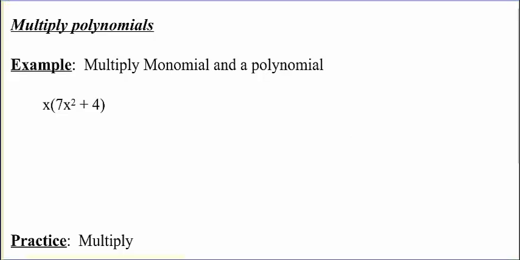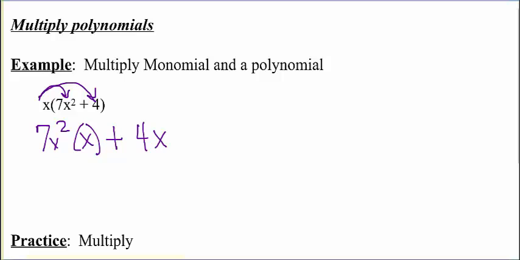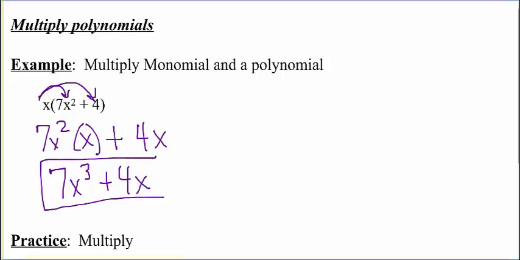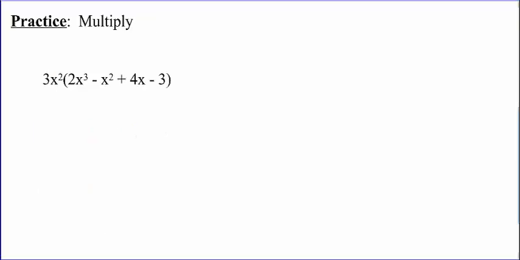So you're going to multiply x times 7x squared. So that's 7x squared times x, plus the x times 4. So that's 4 times x. Simplify. 7x to the third plus 4x. The next one, we're going to multiply 3x squared times the quantity 2x to the third minus x squared plus 4x minus 3.